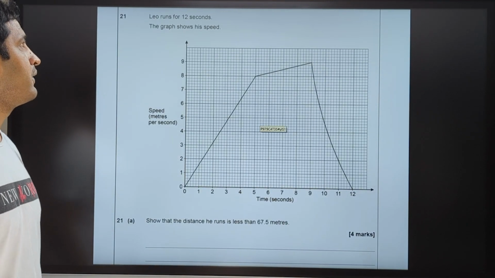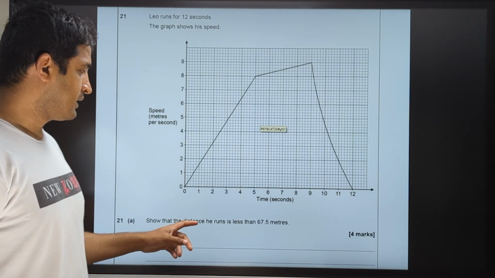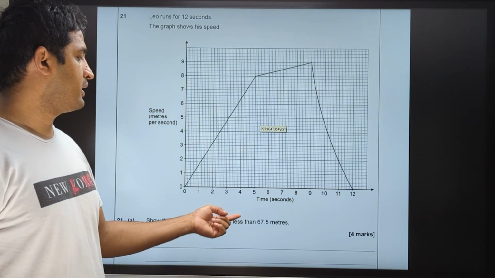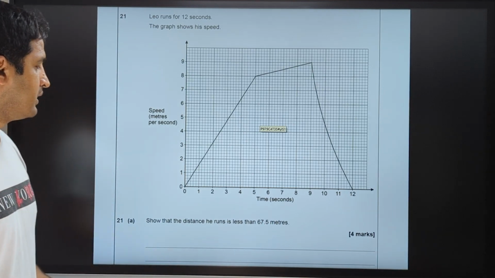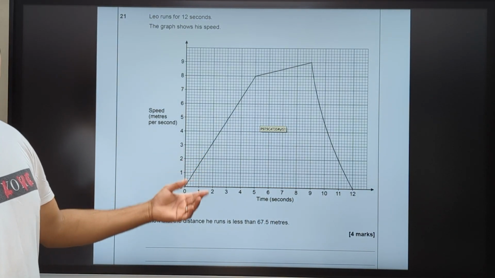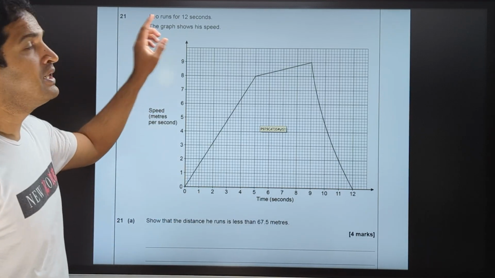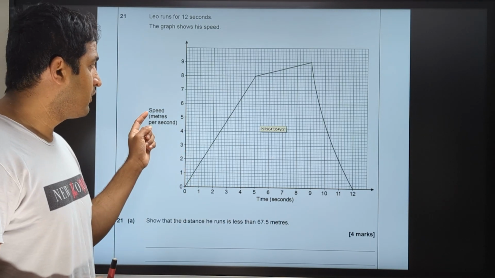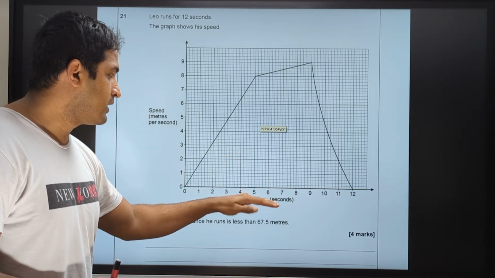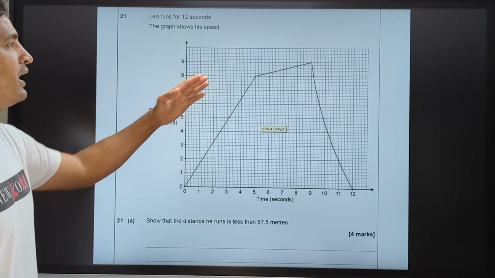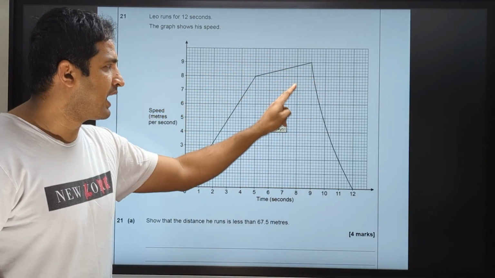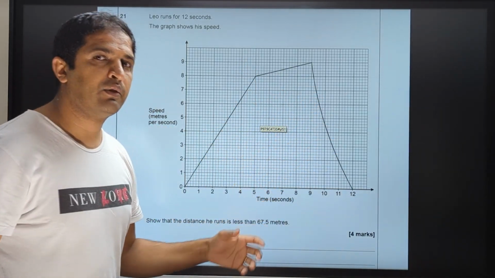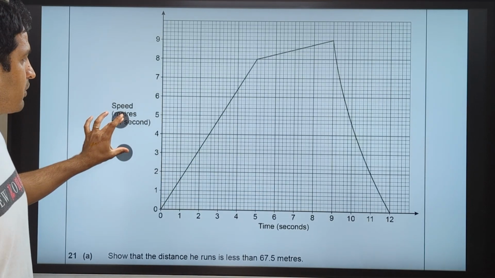Leo runs for 12 seconds. The graph shows his speed. Show that the distance he runs is less than 67.5 meters. It's a 4 mark question, and I'm not going to get those 4 marks by doing it straight away. These are the graphs: speed, distance, time graphs, or you can call them distance, velocity graphs, or time velocity graphs, or the time distance graph. Here we've got time and speed, and the distance traveled comes from working out the area underneath that graph. If I work out the area underneath here, that'll give me the total distance traveled, and that's what I'm looking for here.